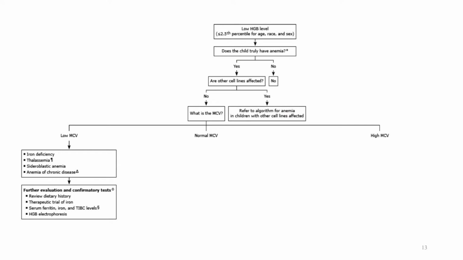So whenever a patient of anemia comes to us, if we see his HB is low as per his age, sex or race, then we have to evaluate whether he is truly having anemia or not, and whether other cell lines like leukocytes and platelets are also affected or not. If yes, then we have to check his MCV, that is, mean corpuscular volume.